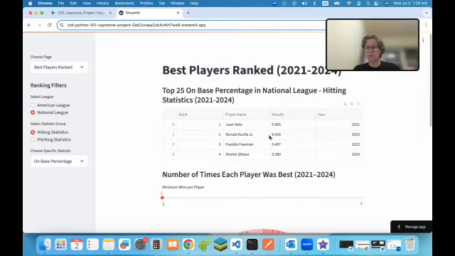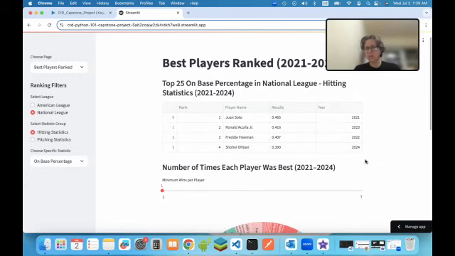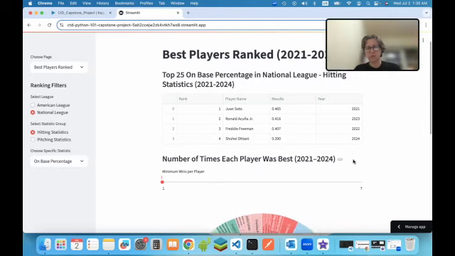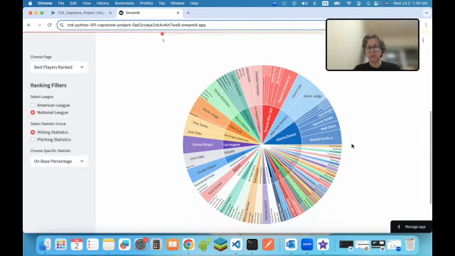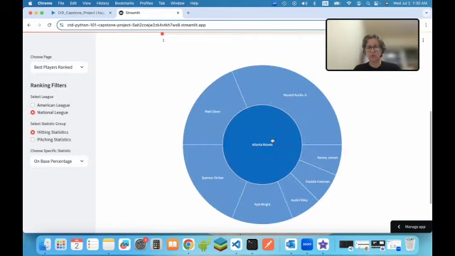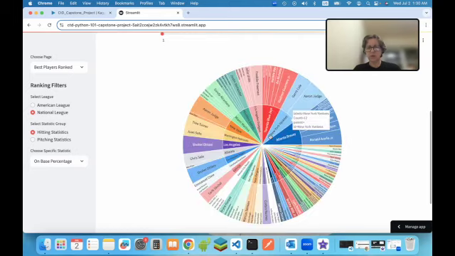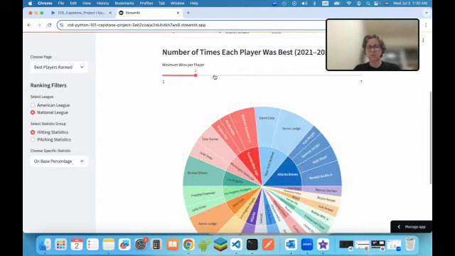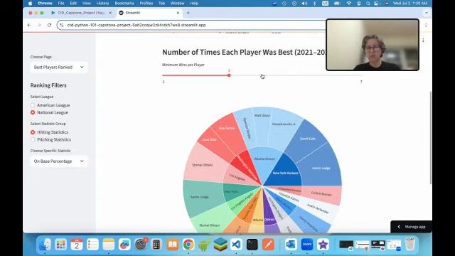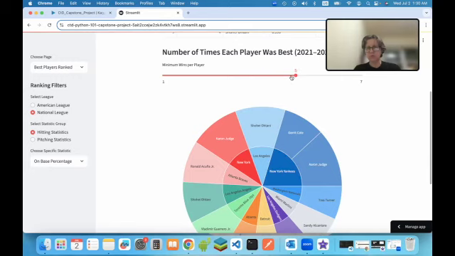That shows all the best players during those years, 2021 through 2024. They're ranked based on the results. And here are the best players per team during all those years. For the best players, we can choose how many times certain players were the best during those years.